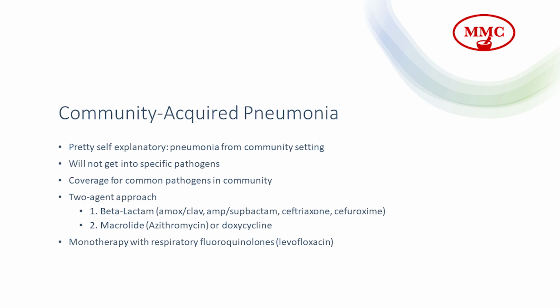So there are two different approaches you can use. There is the two-agent approach. So you pick one beta-lactam, so something like Augmentin, Unasyn, ceftriaxone, or cefuroxime, and then you add to it either a macrolide like azithromycin or doxycycline. So the beta-lactam will take care of your staph and strep species, and then the macrolide or doxy takes care of atypical organisms. Or you could do monotherapy with respiratory fluoroquinolones, such as levofloxacin.